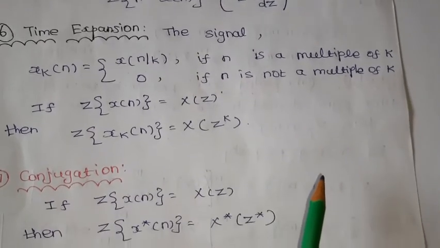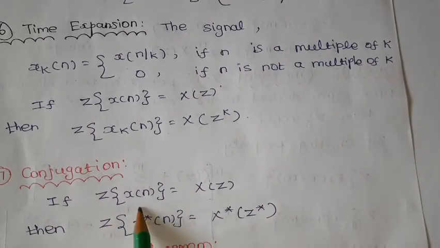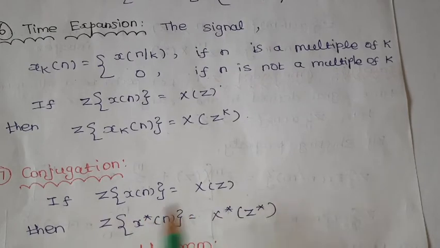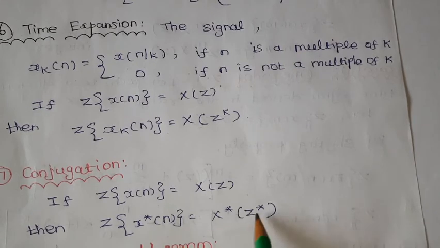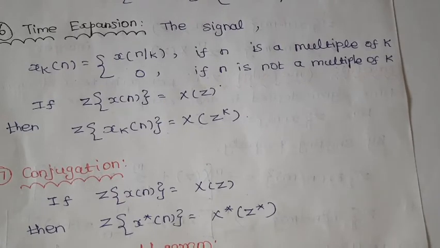Next, coming to the conjugation property. What is the conjugation property? If the z transform of x of n is equal to X of z, then the z transform of x star of n is nothing but X star of z star. Here the star or asterisk is the conjugation symbol.